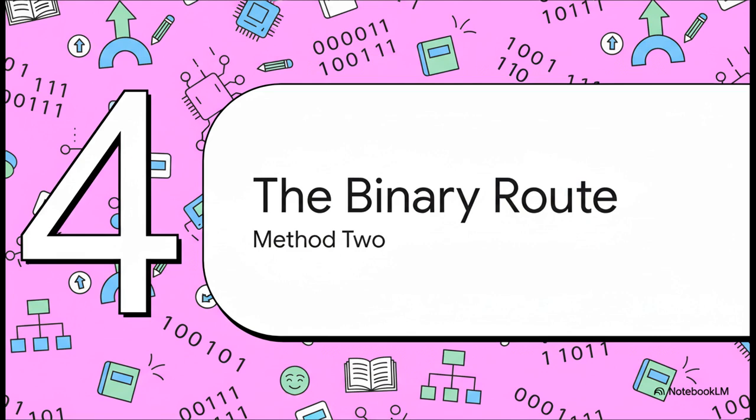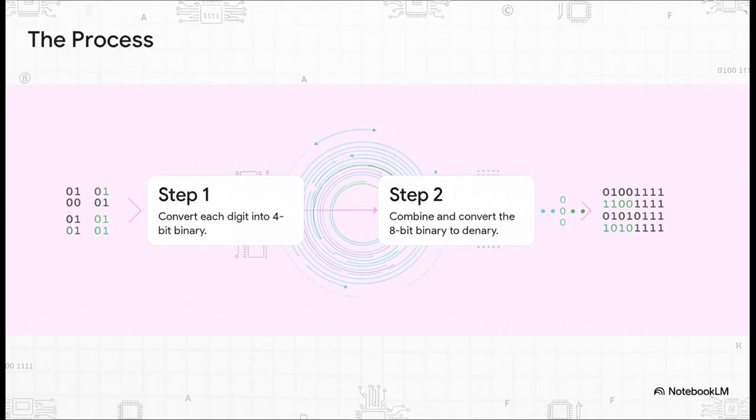But hey, what if doing multiplication under exam pressure isn't really your thing? No worries at all. If you're way more comfortable working in binary, the mark scheme has you covered with a different route to the exact same answer. For this method, we're going to take a little detour through binary town. Again, use their words. Step 1, convert each hexadecimal digit into 4-bit binary. And step 2, combine and convert the 8-bit binary to denary. If binary is your happy place, this method is for you.